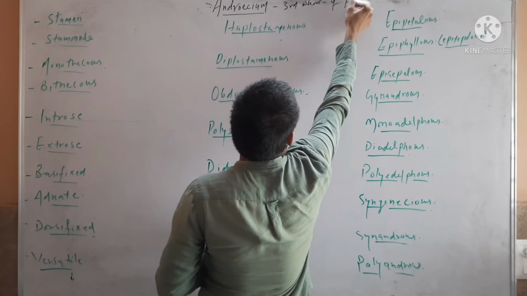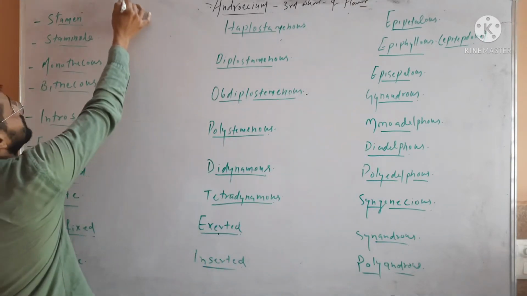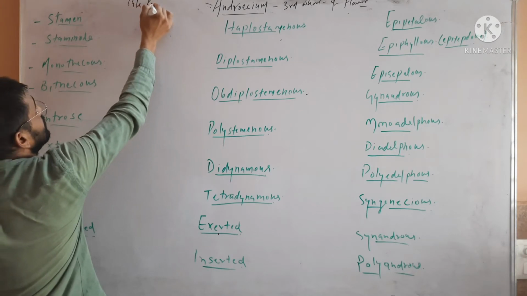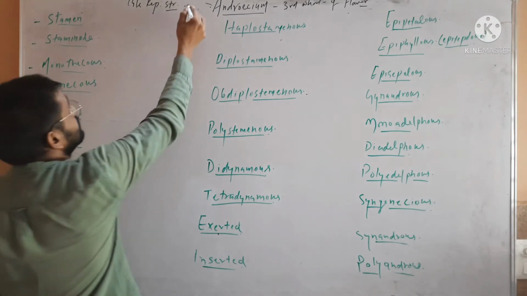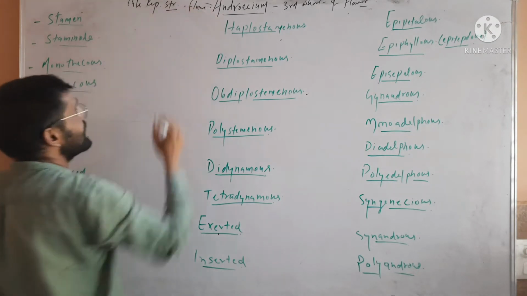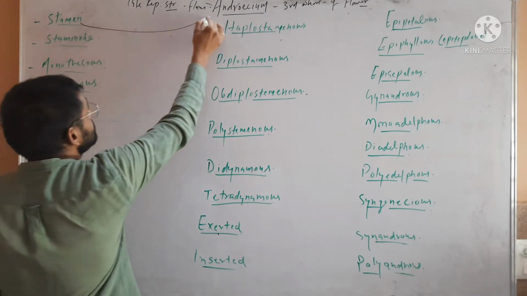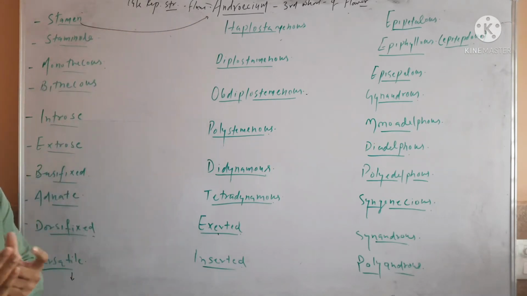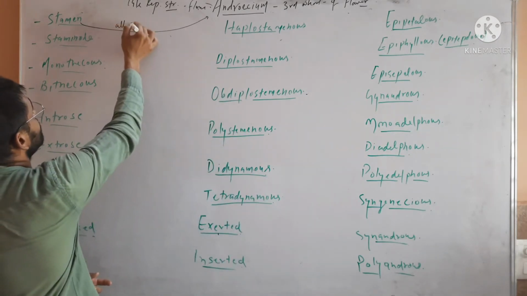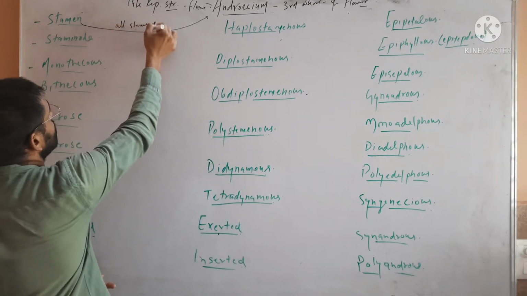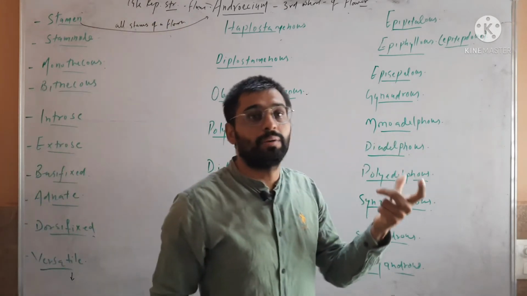Androecium is the third whorl of a flower, or you can say the male reproductive structure of a flower. This Androecium consists of many stamens. All the stamens that are present in a flower constitute Androecium.